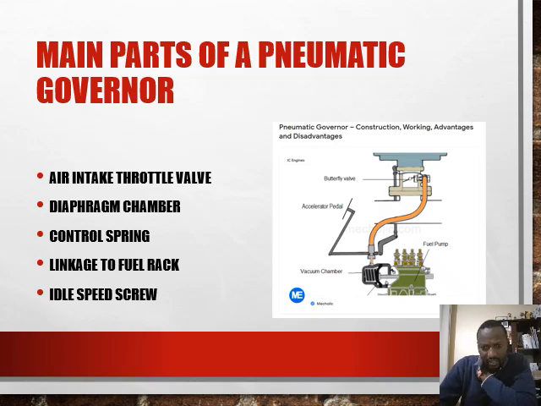So I'd like us to look at the main parts of this governor. This governor has two main parts. One is what we call the venturi unit, which is found in the engine intake manifold. As you can see here, we have our intake manifold coming in, and inside the manifold we have a butterfly valve similar to the one you see in petrol engines.